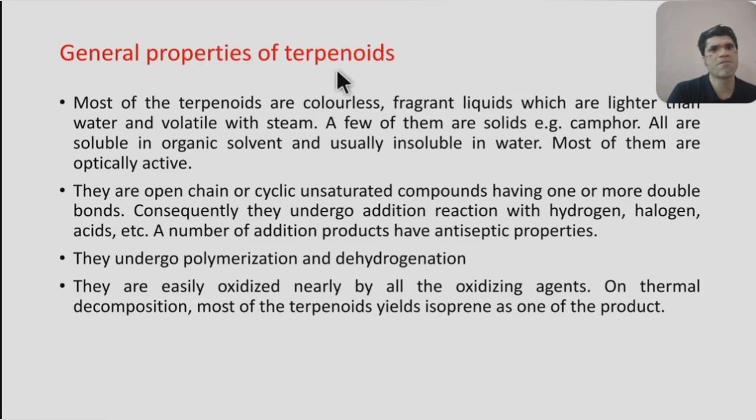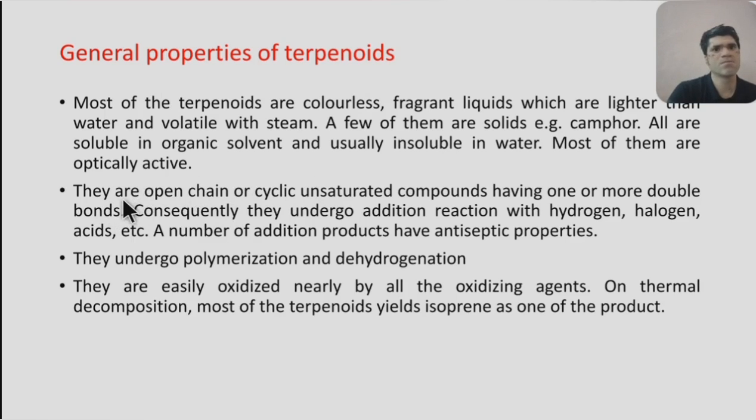Next, general properties of terpenoids. Most terpenoids are colorless, fragrant liquids, and they are lighter than water. Since they are oils, they are lighter than water and float on water. They are volatile with steam, and very few of them are solids. For example, camphor is a solid. All these terpenes are water insoluble, and they are soluble in organic solvents because they are non-polar compounds. Most of them are optically active, that means they can rotate plane polarized light.